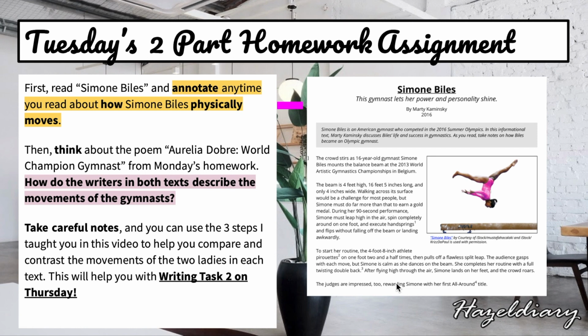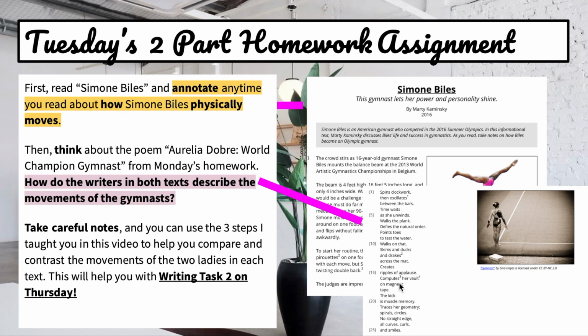Then I want you to think about the poem by Aurelia Dubray, World Champion Gymnast. That's the poem that just popped up. That was on Monday's reading. I want you to think, how do the writers in both the Simone reading and in the Dubray reading describe the movement of the gymnast? This will be really important for you to get, and I want you to take careful notes. You can use the 3 steps I taught you in this video to help you compare and contrast the movements of both ladies in each text. The reason I'm asking you to take notes and to start thinking about this is because this is going to be your assignment for your writing task number 2, due on Thursday.